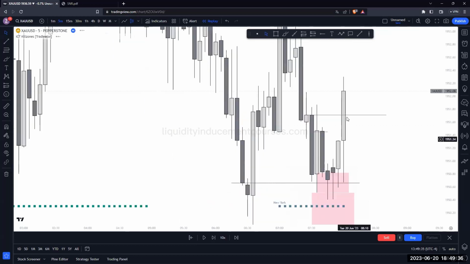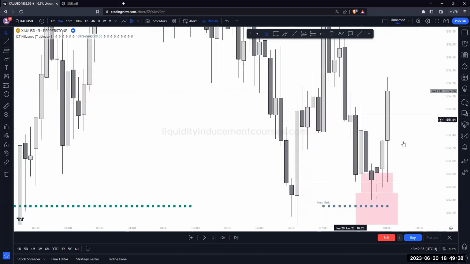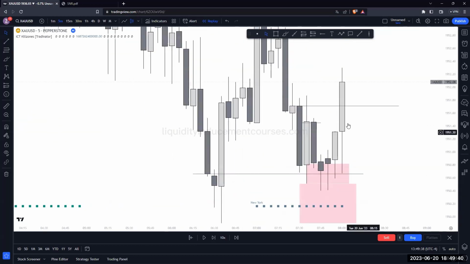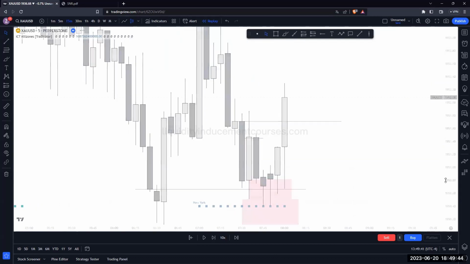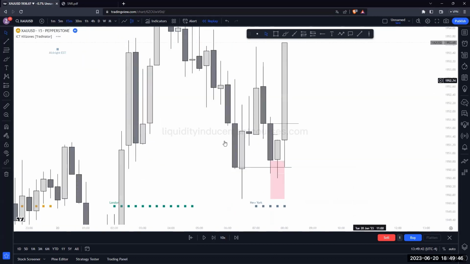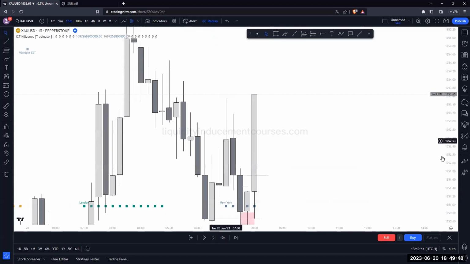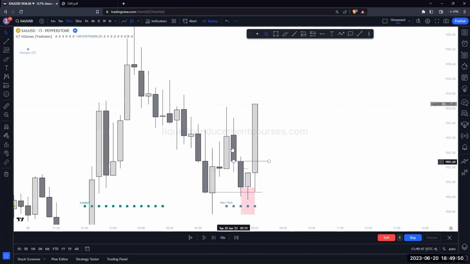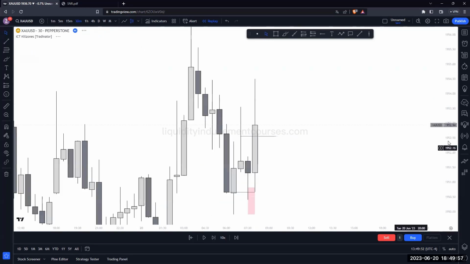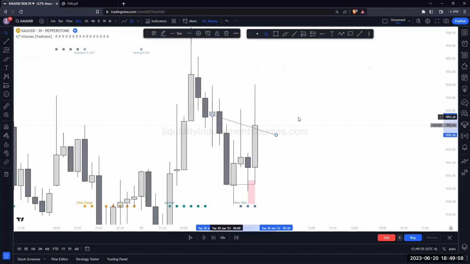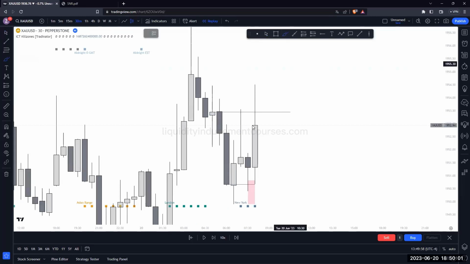Is M5 broken or rejected? Right there. Break. Then you hold to M15. Where is M15? M15 is right there, right? Is M15 broken or rejected? Broken. You go to M30. Is M30 broken or rejected? Rejected. Here you close all your buys.